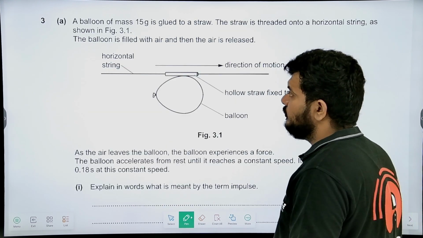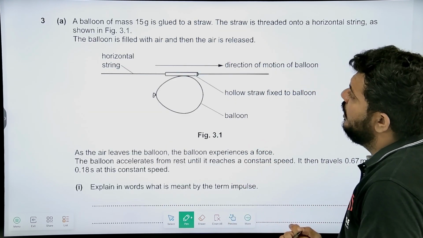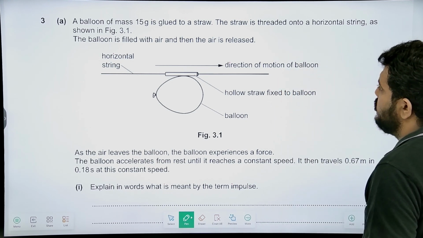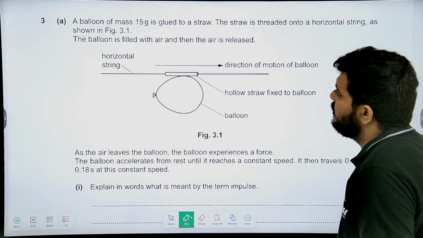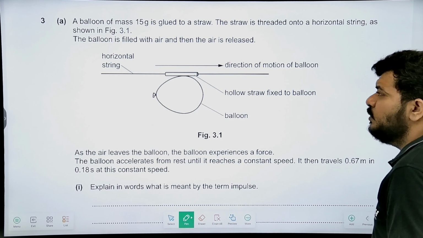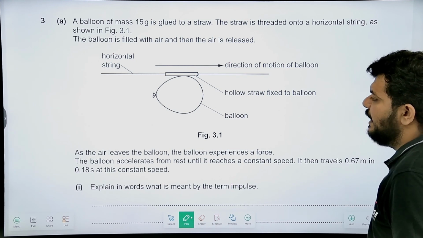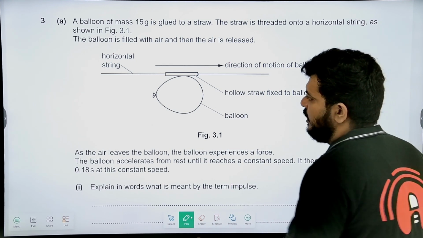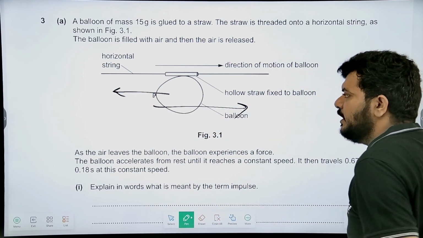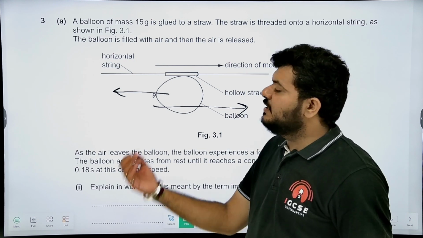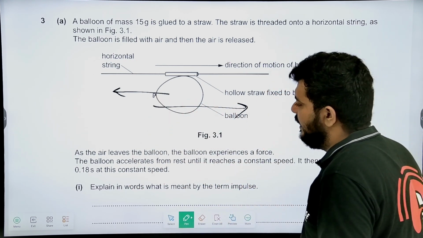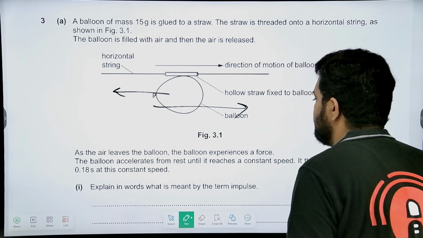Now, third question. A ball of mass 15 gram is glued to a straw. The straw is threaded onto a horizontal string as shown in figure 3.1. The balloon is filled with air and then air is released. So air will be released in this direction, equal and opposite moment will be applied in this direction. Ideally, the balloon should move forward.